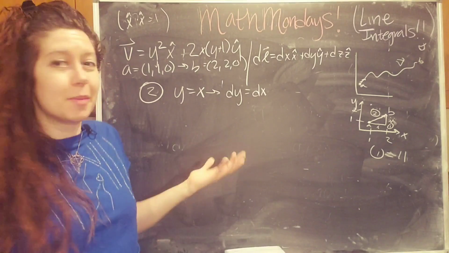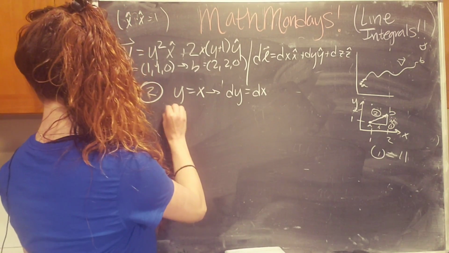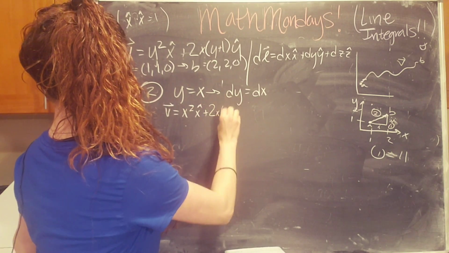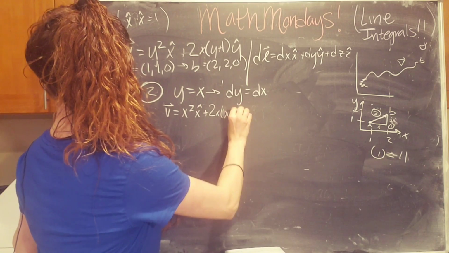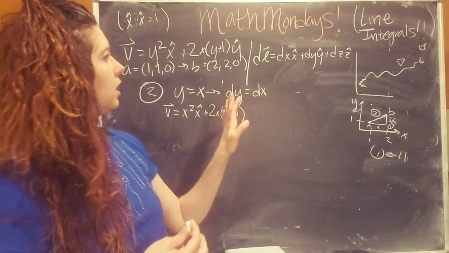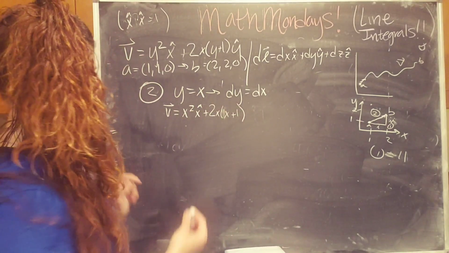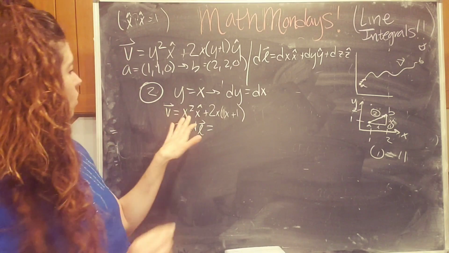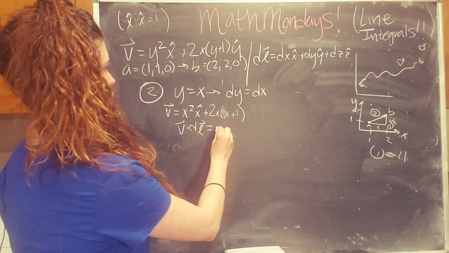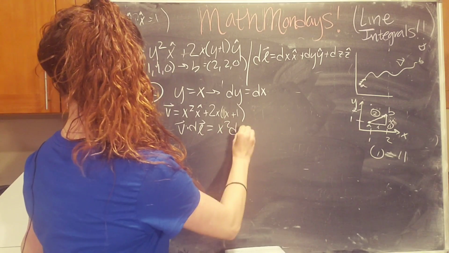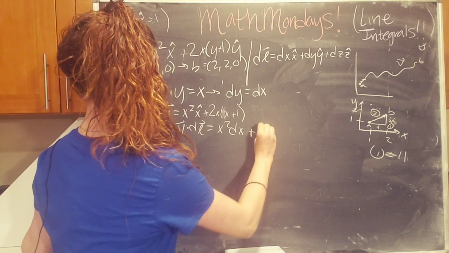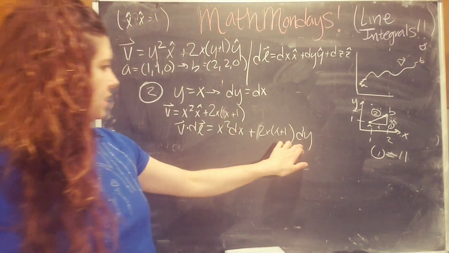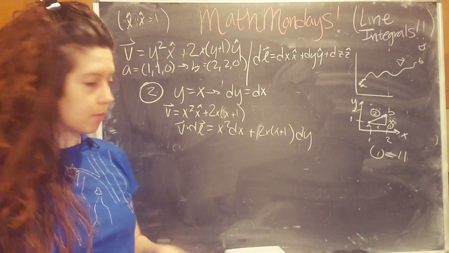Boom! Our magic equation, which allows us to rewrite v in terms of one variable. I'm going to pick x just for funsies, and so in this case we'll get v equals x squared x hat plus 2x times x plus 1. And now we can do v dot dl, which equals x times the x components multiplied together give us x squared dx plus 2x times x plus 1 with dy, so y components times the y components.